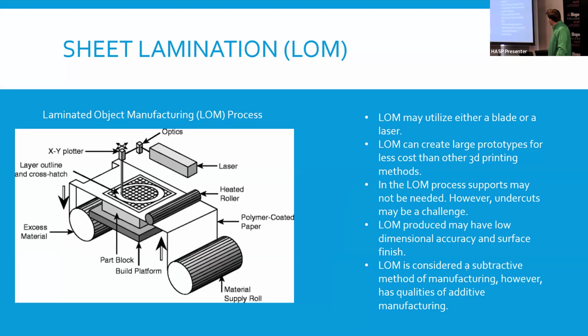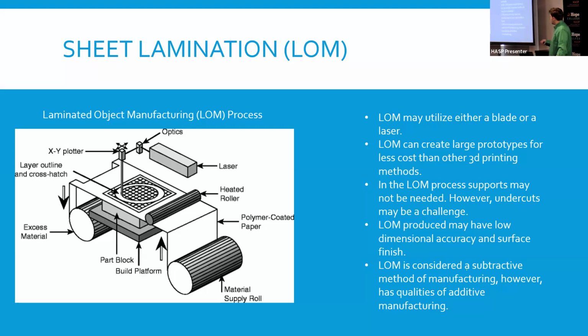Moving forward, we're going to get away from all this stuff, first of all. We're going to move on to something different. Get away from the powders, get away from the jetting, and we're going to go to sheet lamination, LOM. So laminated object manufacturing.